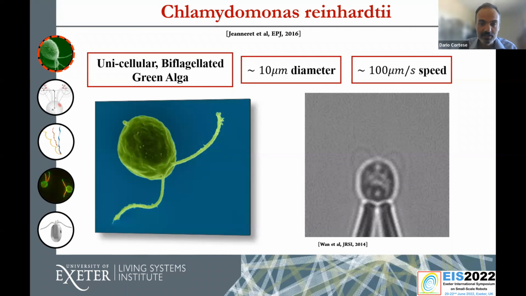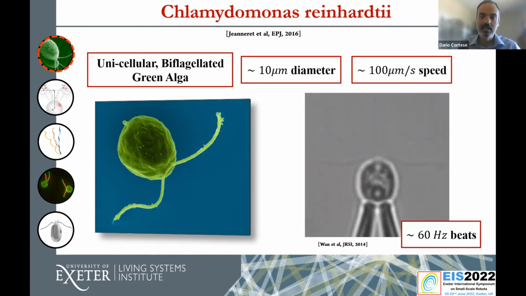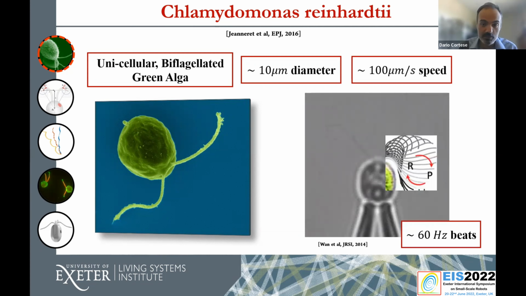organism Chlamydomonas reinhardtii. This is a unicellular biflagellated alga, 10 microns in diameter, which swims thanks to two whip-like appendages called cilia or flagella, which beat at a frequency of 60 hertz and allow the organism to swim at 100 microns per second on average.